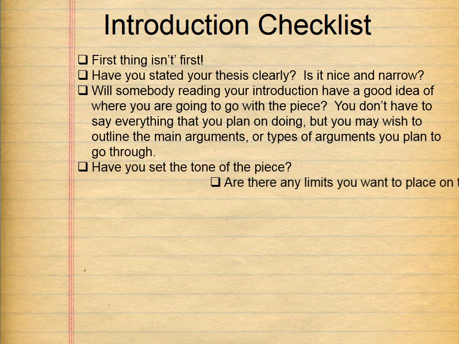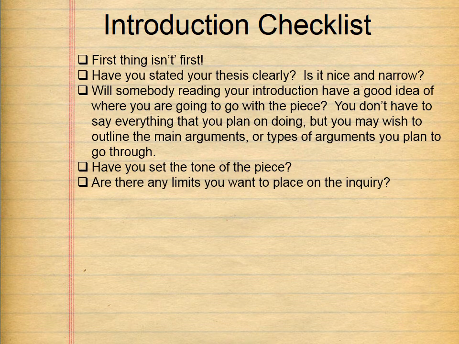Are there any limits you want to place on the inquiry? This is part of narrowing your thesis. Oftentimes one issue bleeds into many other issues, but discussing them all would be impossible for your piece. You may wish, therefore, to specifically point out that you know that your argument may have implications for another particular area, but that you are focusing your discussion on just one issue or set of issues.